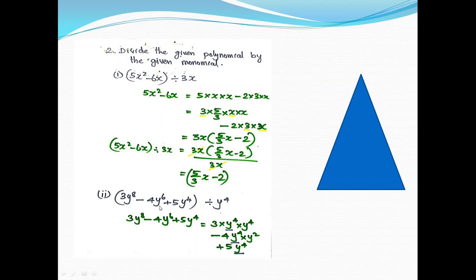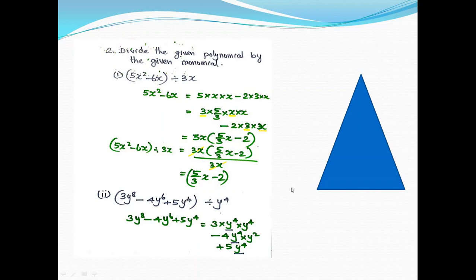3y to the power 8 minus 4y to the power 6 plus 5y to the power 4, divided by y to the power 4. First we have to factorize this. So what are the factors of 3y to the power 8? 3 multiplied by y to the power 4 multiplied by y to the power 4. Why have I written here y to the power 4? Because we are going to divide with y to the power 4. Minus 4y to the power 4 multiplied by y square plus 5y to the power 4.